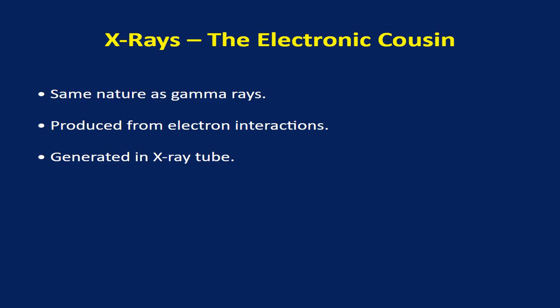X-rays, the electronic cousin. You might wonder, are X-rays different from gamma rays? Physically, they are identical. They are both light-like waves. But the only difference is their home address. Gamma rays come from the nucleus, but X-rays come from the electrons outside the nucleus. We usually produce X-rays by crashing fast electrons into a metal target in a vacuum tube.